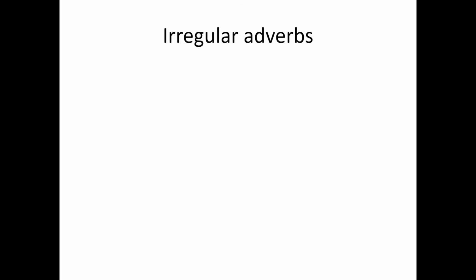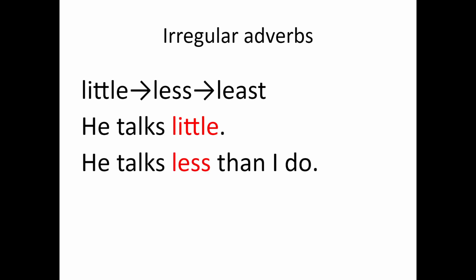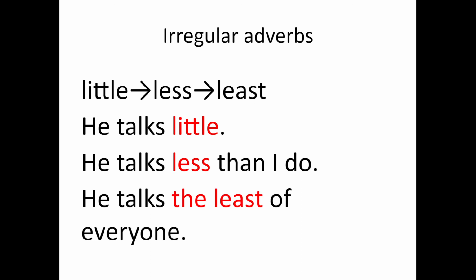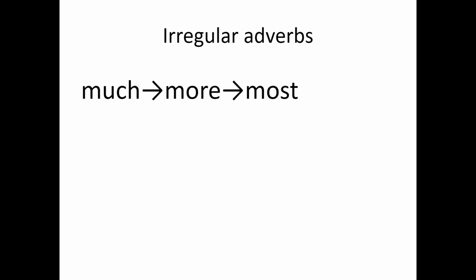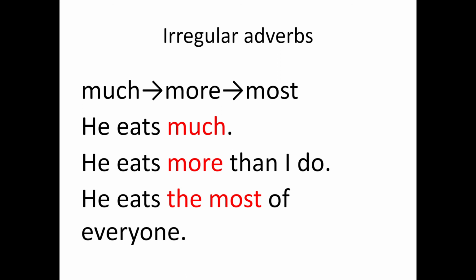Another irregular comparative adverb is little, less, least. For example, he talks little. He talks less than I do. He talks the least of everyone. Okay, another one is much, more, most. For example, he eats much. He eats more than I do. He eats the most of everyone.